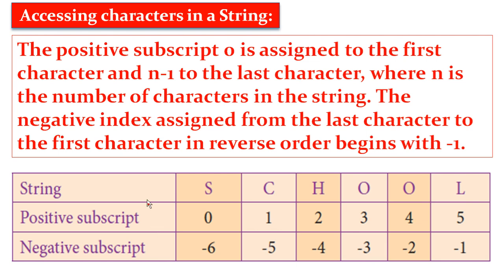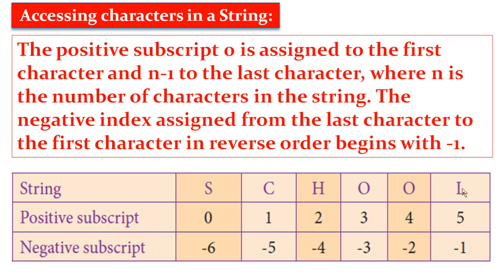In C++ also, to access the characters in a string, we use the positive subscript only. But in Python, we can indicate the index value in negative subscript also. In Python, positive subscript and negative subscript, both of them are allowed. In negative subscript, it is in the reverse order. The last character begins with -1 and the first character ends with -n. In this way, we can access the characters in a string by using positive subscript and negative subscript.